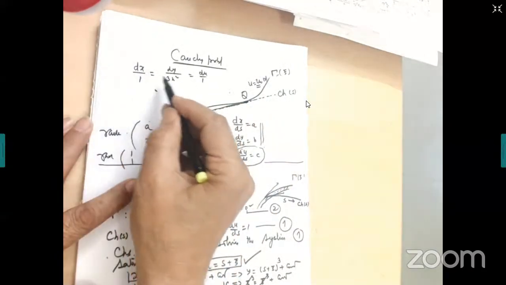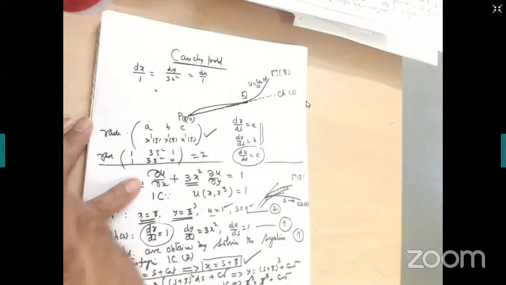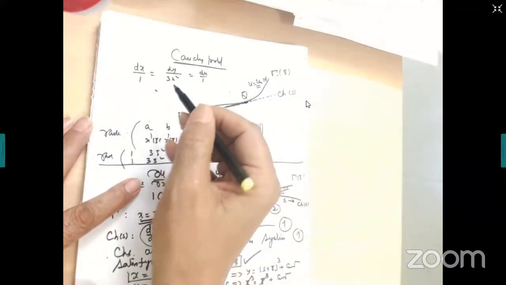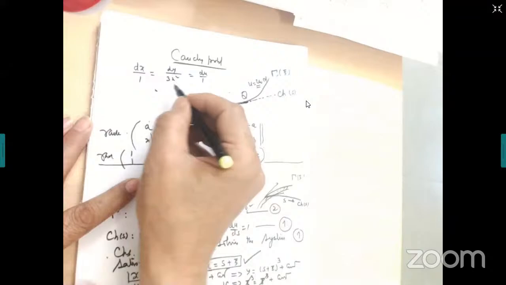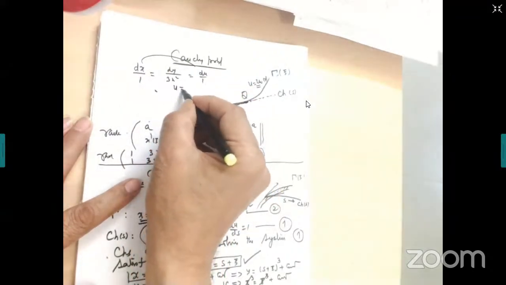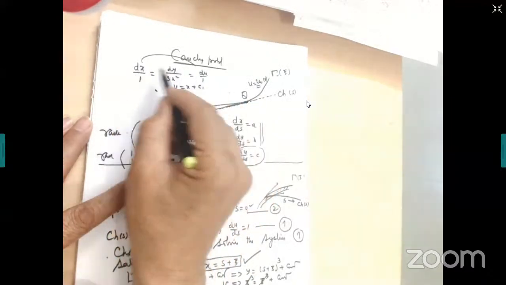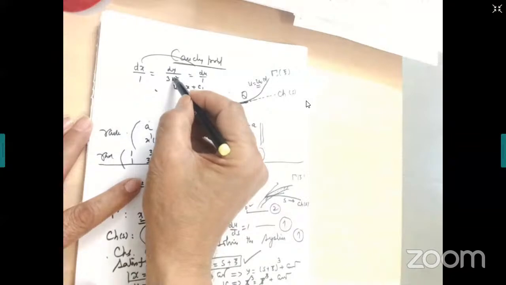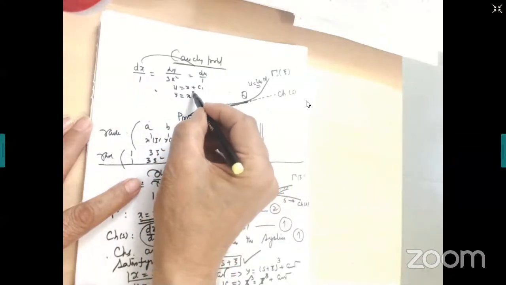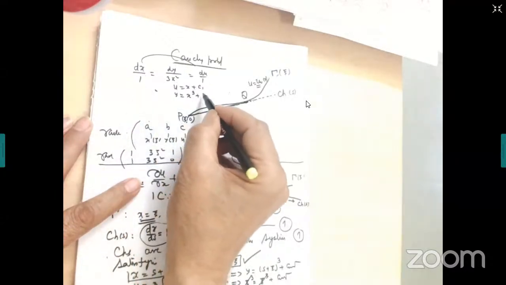So I can take this equal to this, and this equal to this. Out of these three, only two are independent. So you get two solutions. What are the solutions? From the first and third, u is equal to x plus c1. From the first and second, y is equal to x cube plus c2.